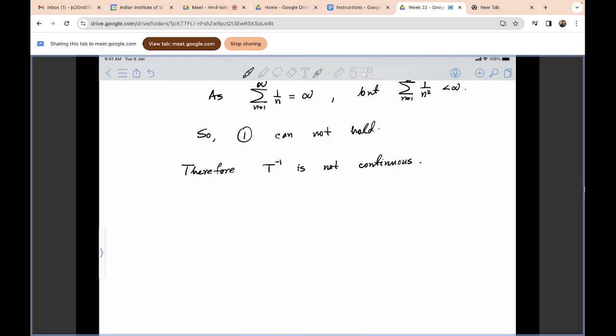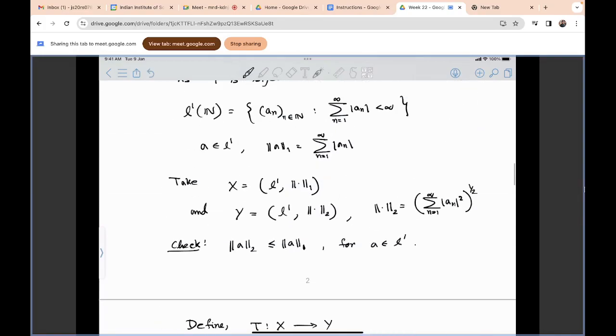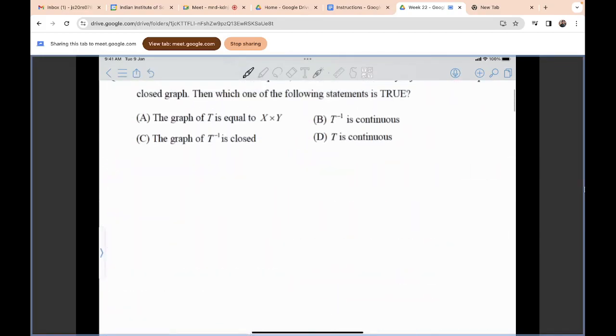Okay. So option 2 is again false. T inverse is not continuous. Now let's check the third option: the graph of T inverse is closed.